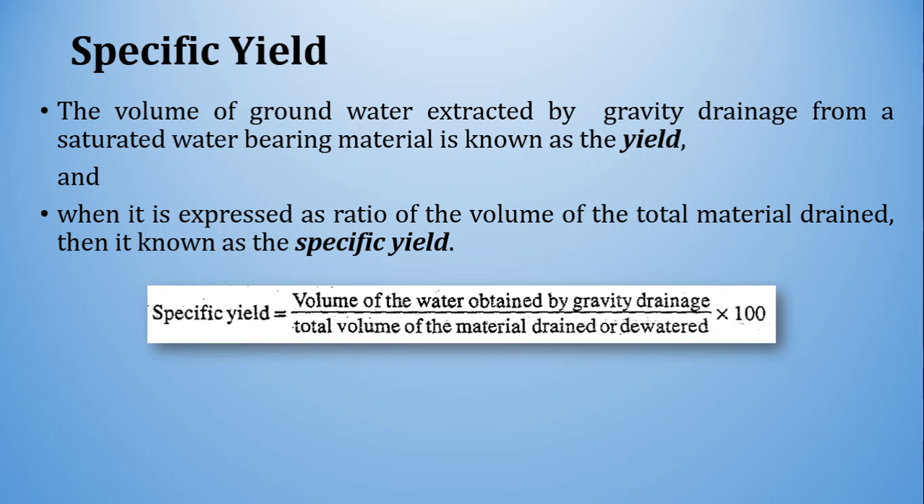So what is specific yield? Numerically you can see the formula. Specific yield is equal to the volume of water obtained by gravity drainage divided by the total volume of the material drained or dewatered, multiplied by 100. So specific yield is expressed in percentage.